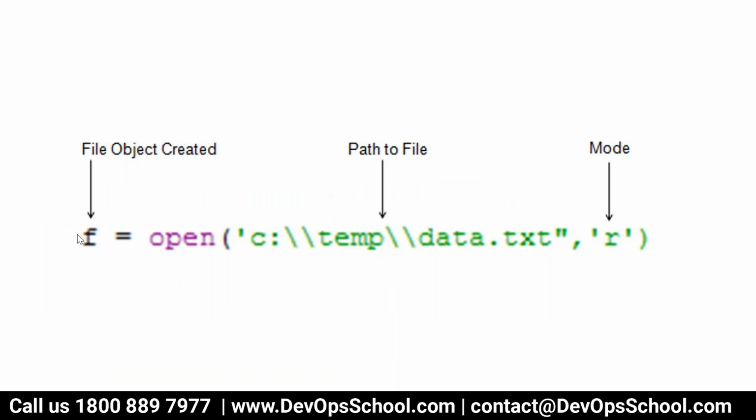So f is an object which you will be creating from the function called open. Open is a class here, and you are giving this class two things: the path to the file and then the mode. Mode can be read, write, append, all these things you can do.